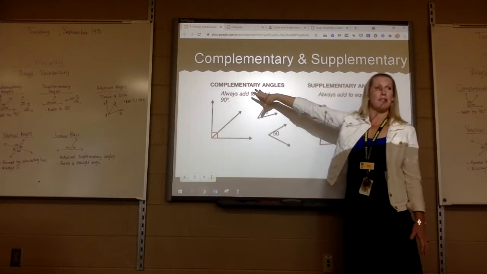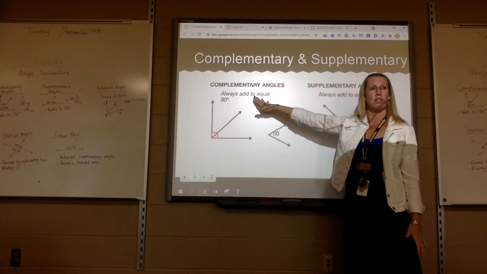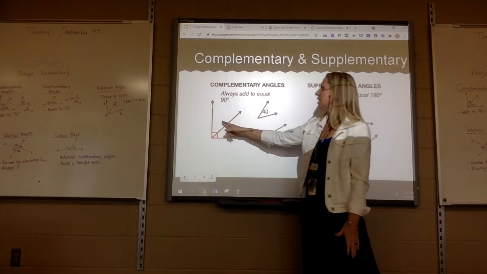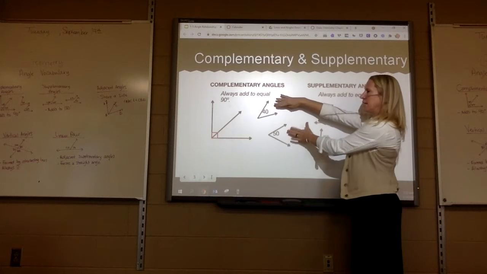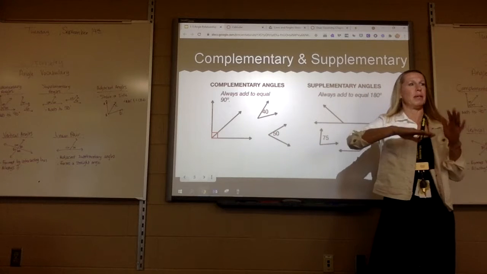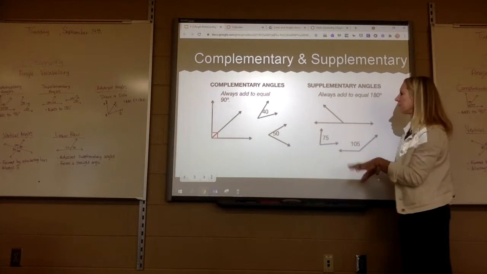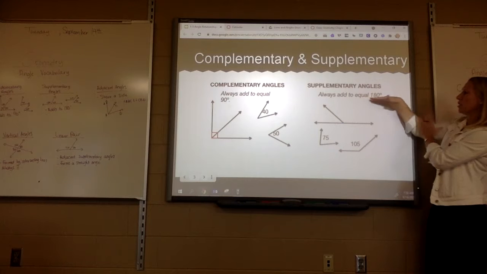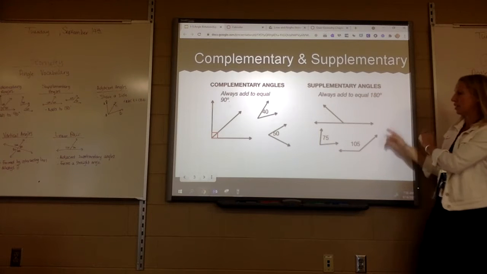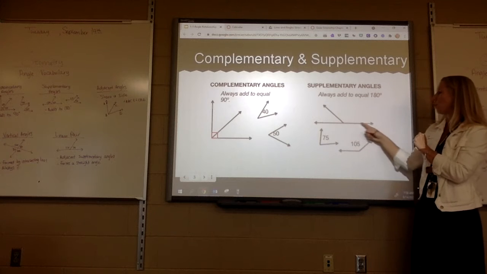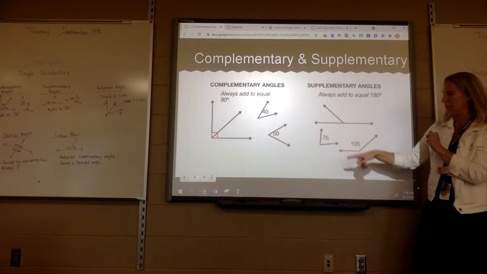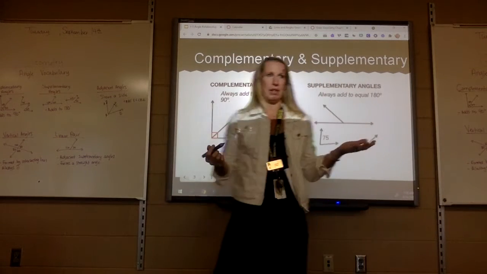So you're going to have to memorize that complementary angles always add to 90 degrees. So together they can form a right angle, or just separately they need to add to 90. So complementary angles add to 90. Supplementary angles always add to 180 degrees. So they can be two separate angles that add to 180, or they can form a line and add to 180.